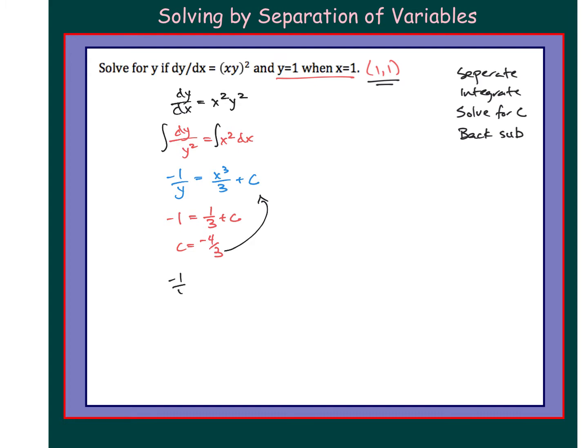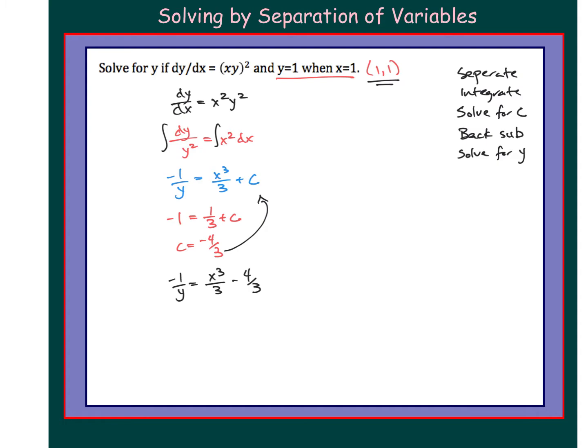So now we have -1 over y is equal to x cubed over 3 minus 4/3. Since there's a 3 in the denominator, you can actually just do that. Now my fifth step, which is the hardest step, is going to be solve for y. The last step is solve for y, and that's the hardest step usually.